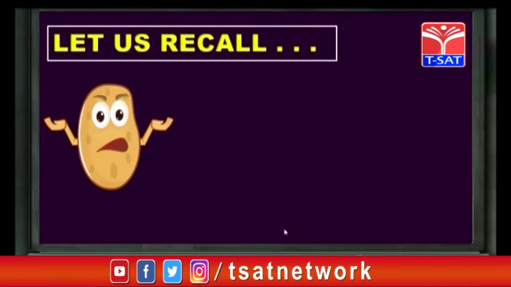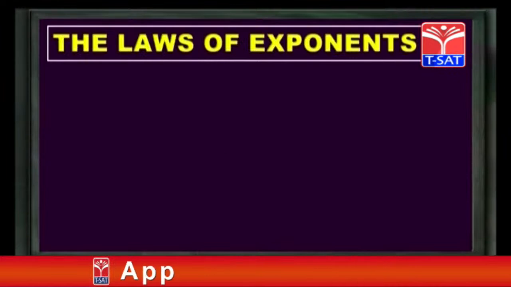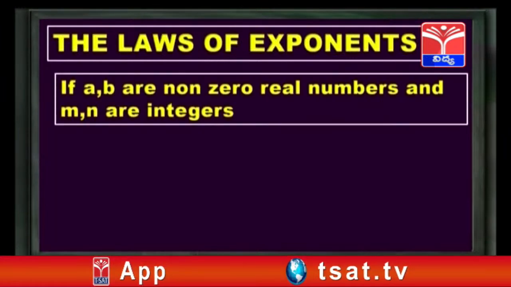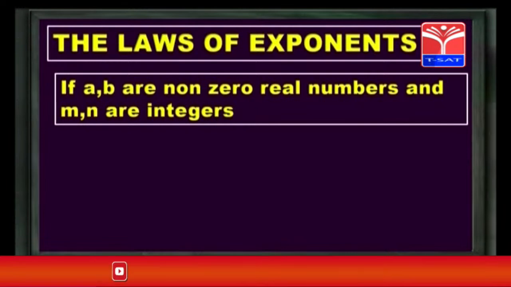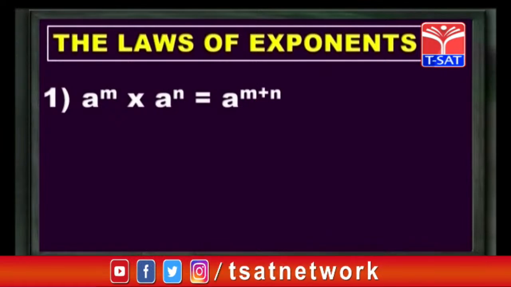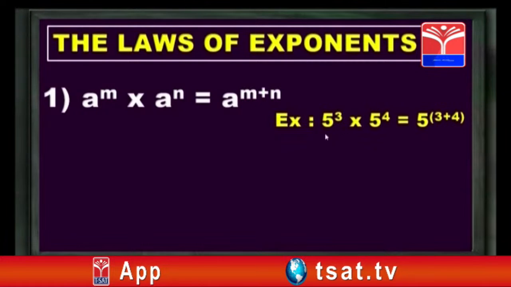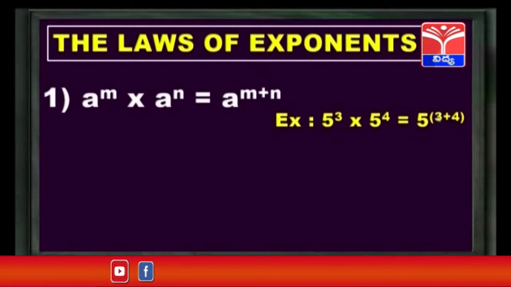Let us recall what we have studied in the previous classes, the laws of exponents. If a, b are non-zero real numbers and m, n are integers, then we know the formula a^m times a^n is equal to a^(m+n). If the bases are equal, we should add the powers. For example, 5^3 times 5^4, adding the powers, is 5^(3+4).